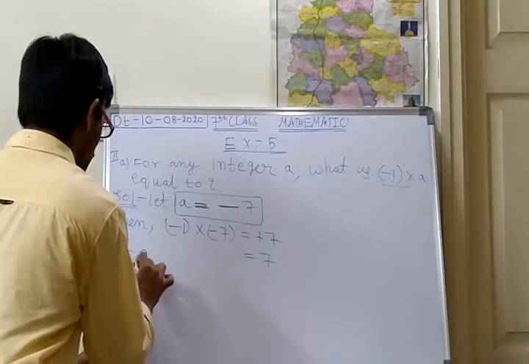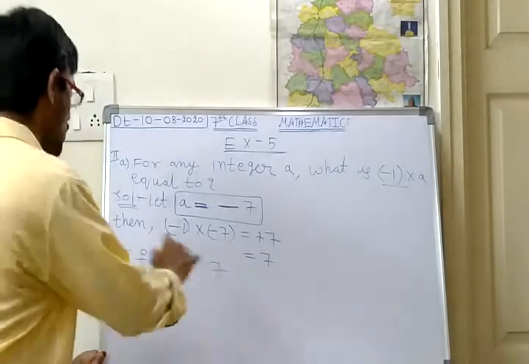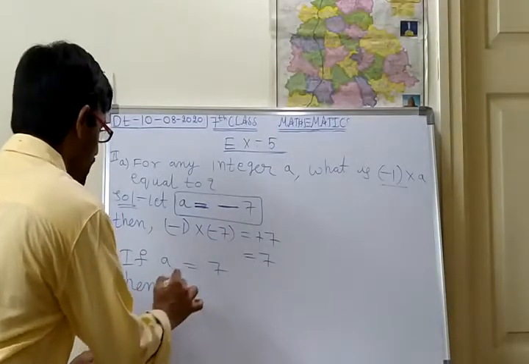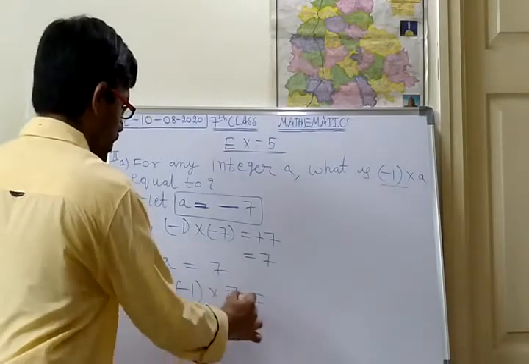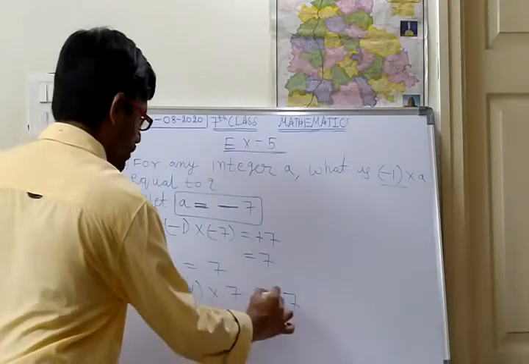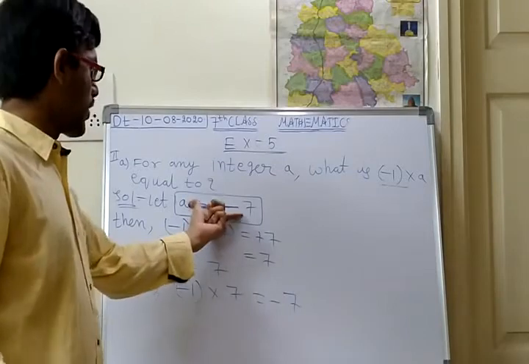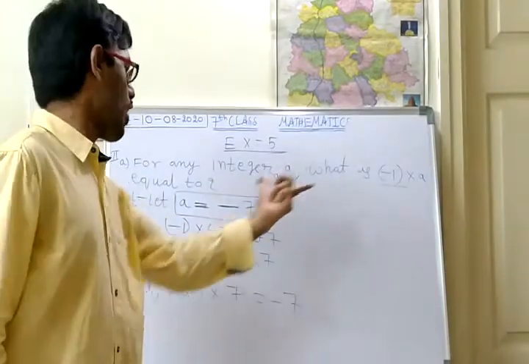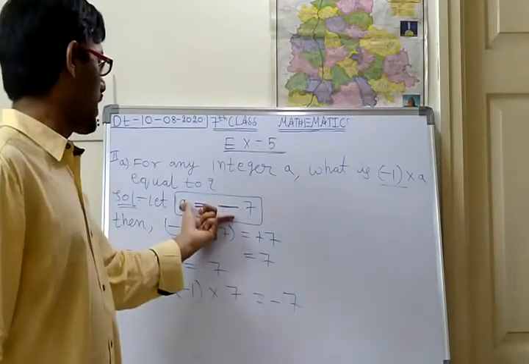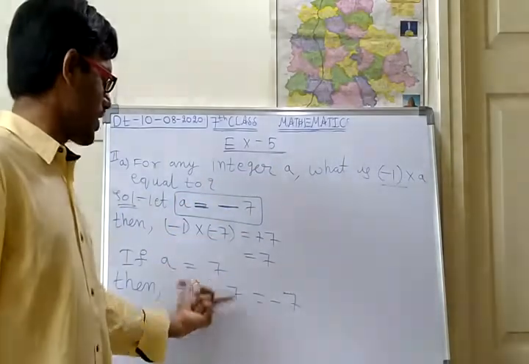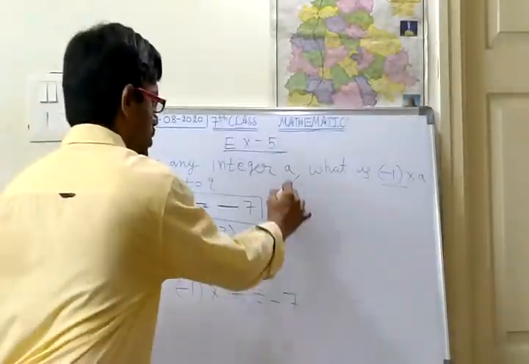If a is equal to plus 7, that means any positive integer, then what is the result? Minus 1 into a is 7. So at that time what is the answer? 1 into 7, 7, minus into plus, minus. So if a is a negative integer, the product minus 1 into a is a positive integer. If a is a positive integer, then minus 1 into a is a negative integer. Like this you have to write.